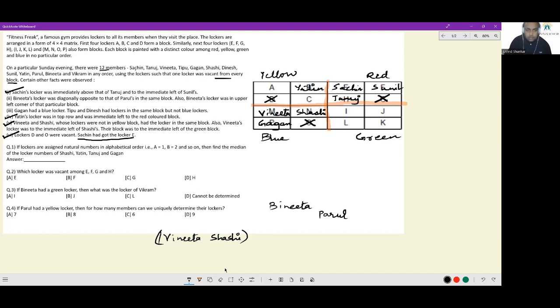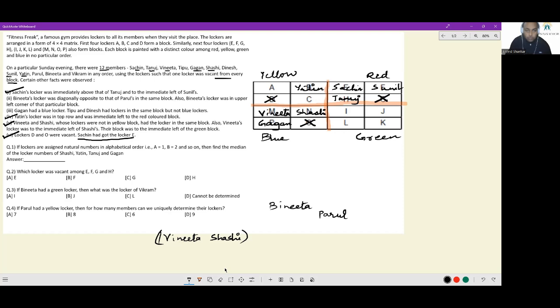I think Sachin is assigned. Tanuj is assigned. Vinita is assigned. Tipu and Dinesh have to come together. Not assigned, but we know Gagan is assigned. Shashi is assigned. Dinesh is not assigned and there is no information about him. Sunil is assigned. Yatin is assigned. Parul and Binita come together. Vikram, where are you, Vikram?